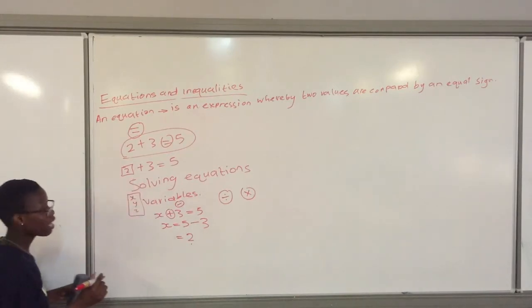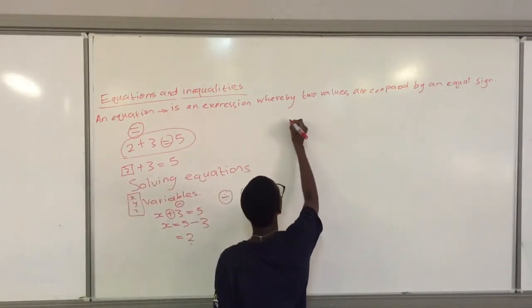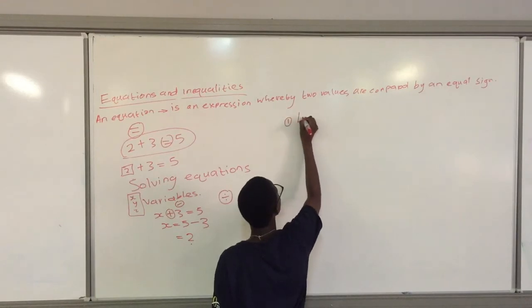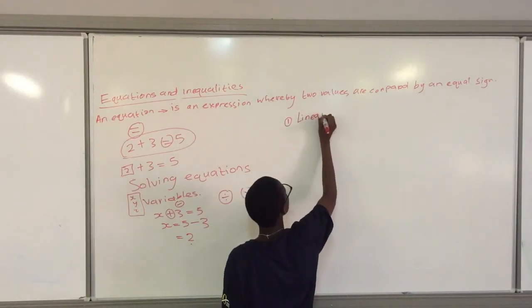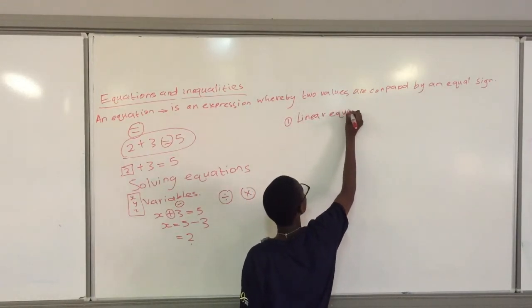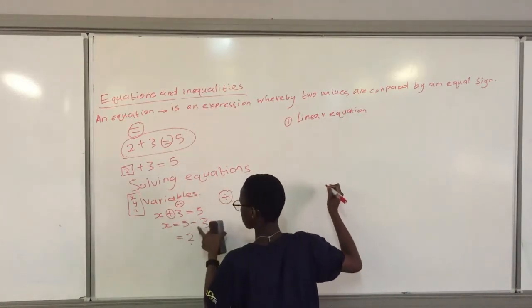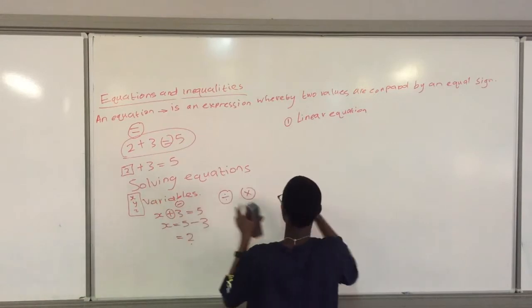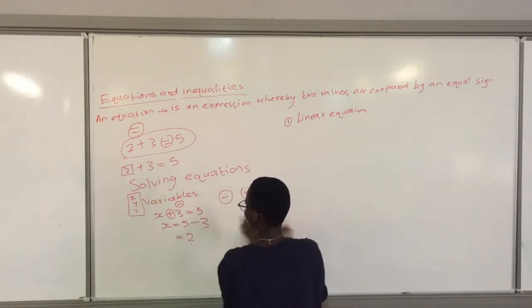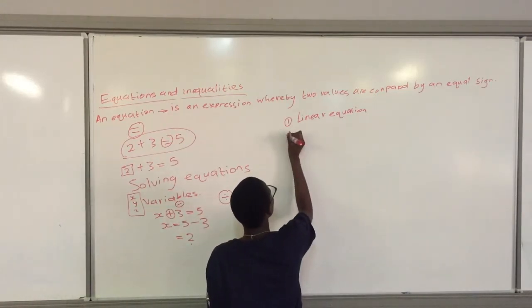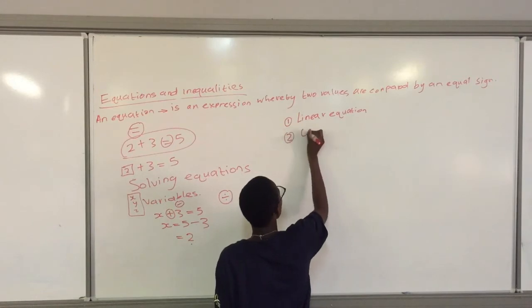However, there are 5 types of equations. The first one is linear. This is a linear equation because it is straight, it is not complicated, it's just linear. Then the second one is quadratic.